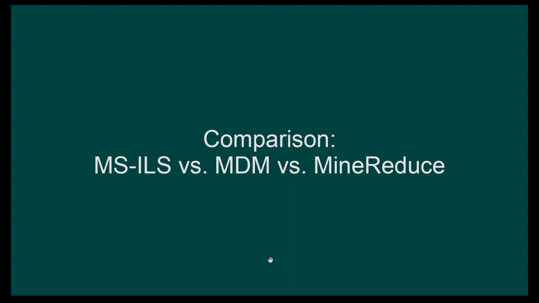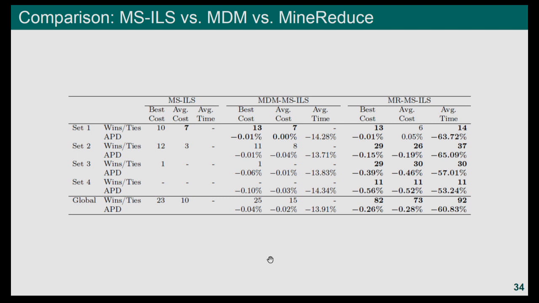Now, since we applied both MDM and MineReduced to the HFVRP, we can do a comparison between the baseline, MDM, and MineReduced. So this is a table summarizing the numerical results per instance subset. The subsets are in increasing order of instance size. We can see that MineReduced dominates the whole thing. It achieves best cost for most of the instances, and best average time for all instances with an average reduction in time of 60%.